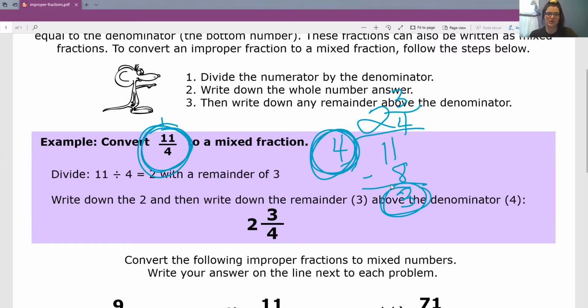And then it shows you the answer here, 2 3/4. So whatever your remainder is, ours was a 3, is the top of your fraction, part of your mixed number. Whatever you're dividing by is the bottom of your fraction for your mixed number. So there's my 2 3/4. Okay? So we're going to practice that a little more with the problems that they give you. Let me scroll down.